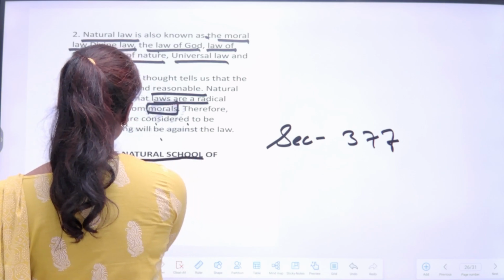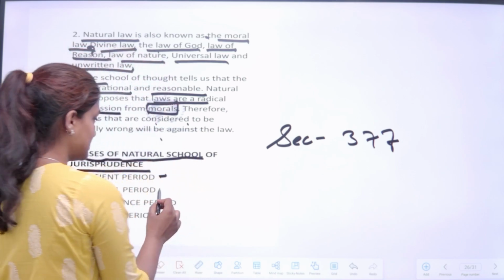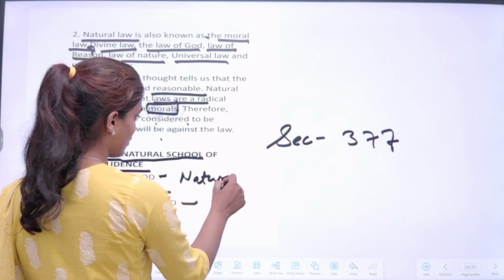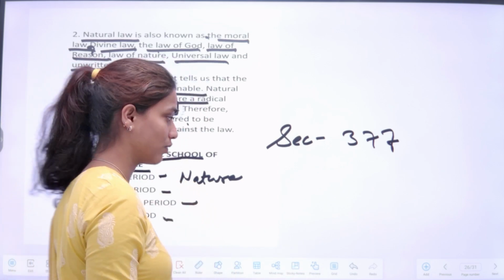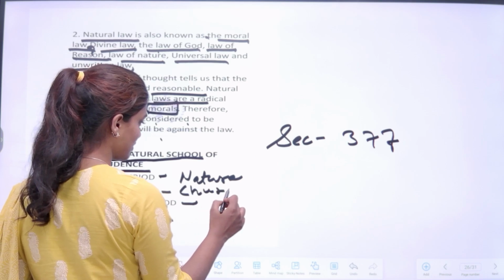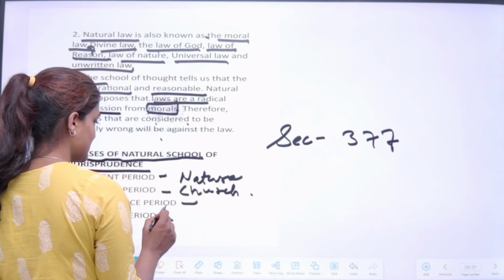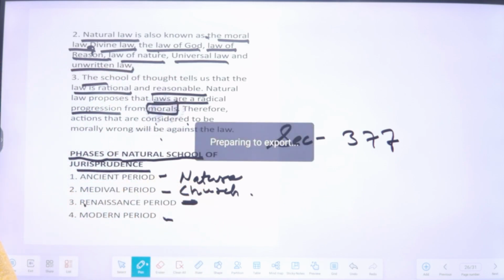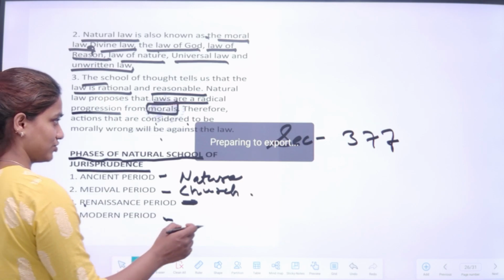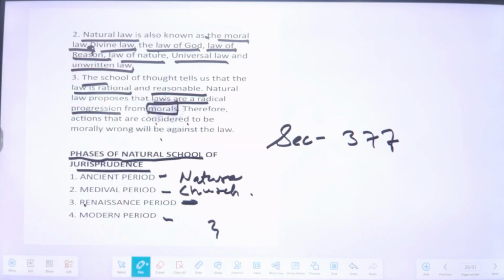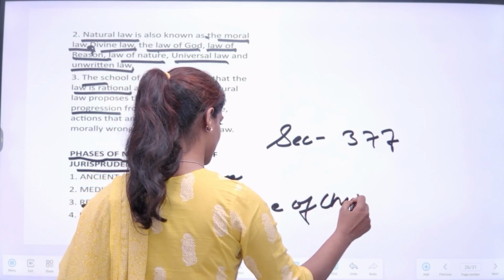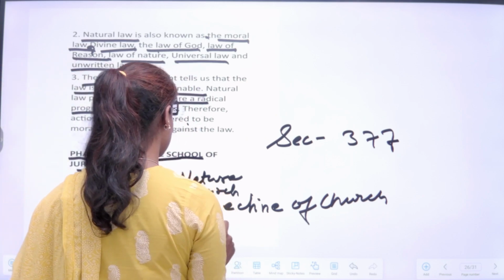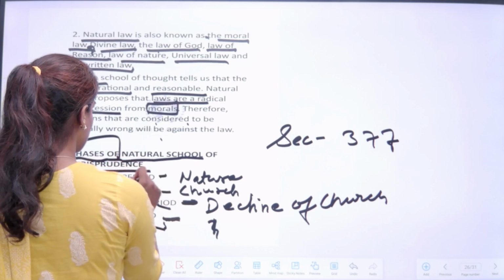Phases of the natural school of jurisprudence: ancient period, medieval period, Renaissance period, and modern period. The ancient period focused on nature as the source of natural law. Then the medieval period was focused on the church. In the Renaissance period, there was the fall or decline of the church. And in the modern period is what we see the law in the modern present society. So these are the phases of the natural school of jurisprudence.